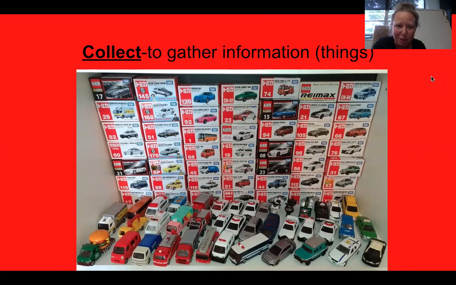Let's look at this collection right here. This person has a collection of what? That's right. This person has a collection of cars. They have collected things, all the same types of things. They're all cars.